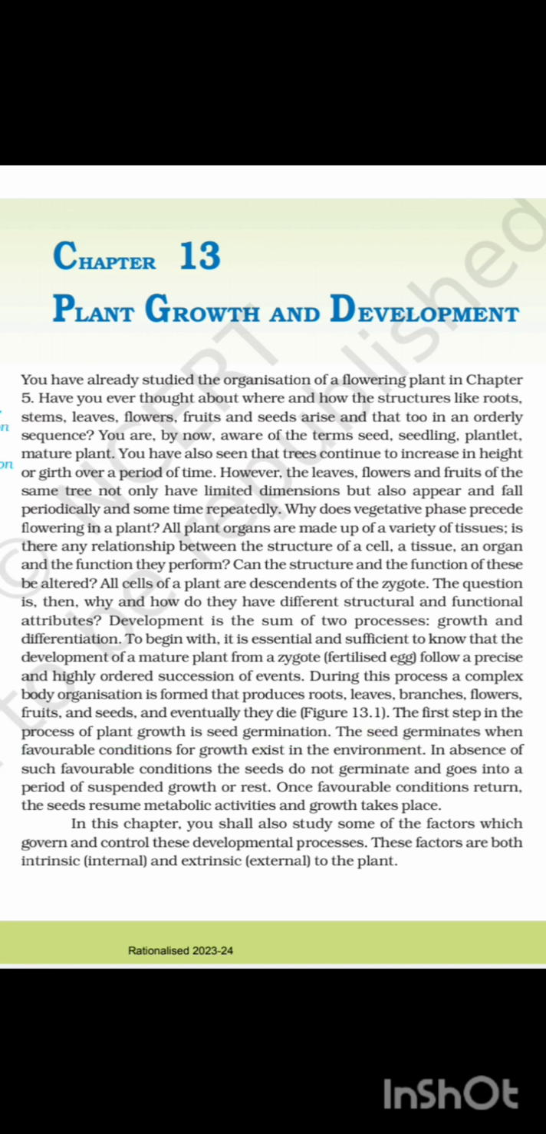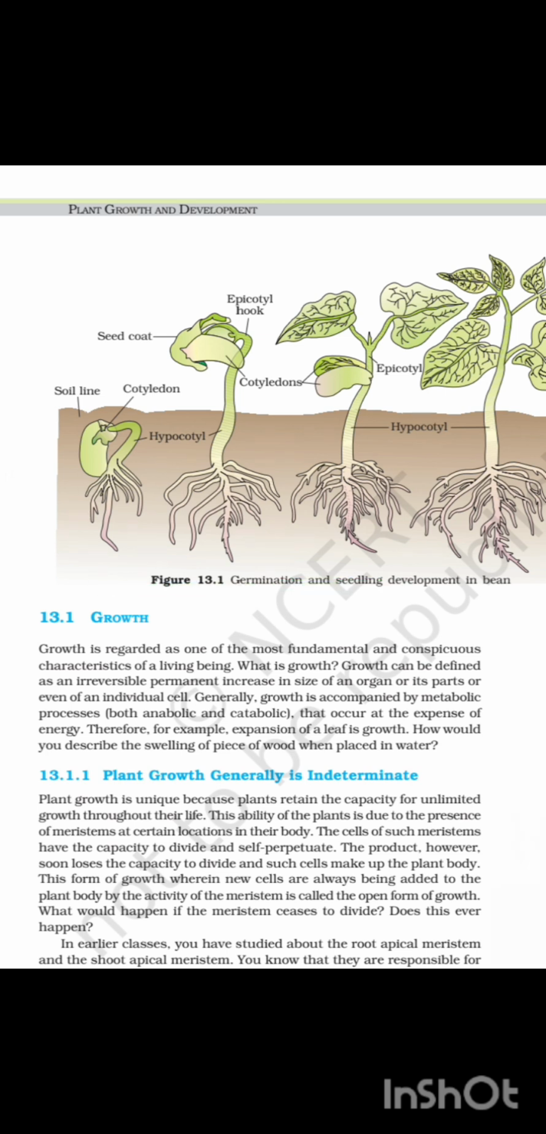The first step in the process of plant growth is seed germination. The seed germinates when favorable conditions for growth exist in the environment. In the absence of such favorable conditions, the seeds do not germinate and go into a period of suspended growth or rest. Once favorable conditions return, the seed resumes metabolic activities and growth takes place. In this chapter, you shall also study some of the factors which govern and control these developmental processes. These factors are both intrinsic (internal) and extrinsic (external) to the plant. Figure 13.1 Germination and seedling development in peas.